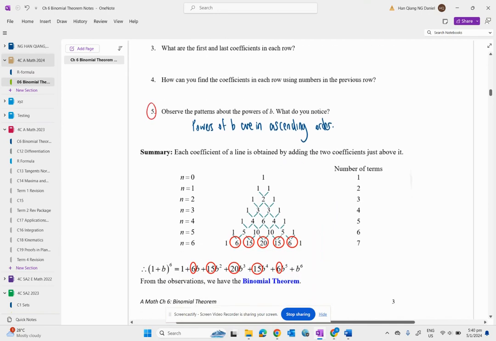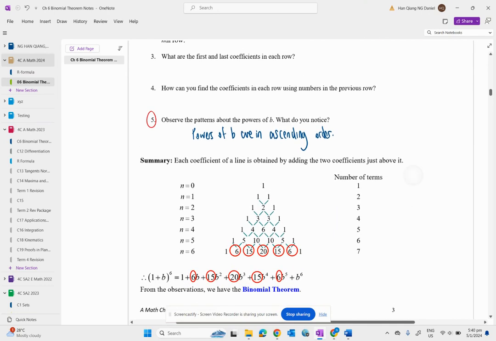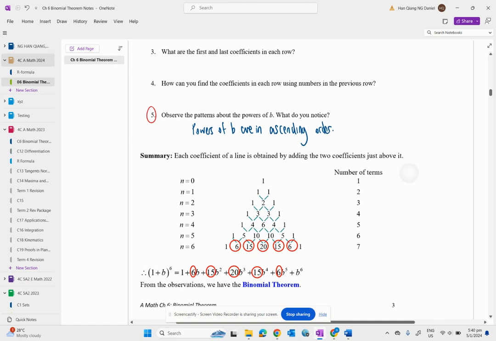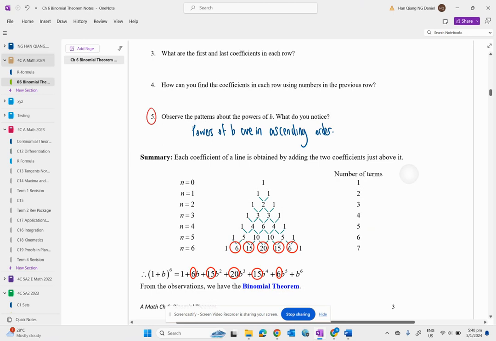So from these observations, we have learned about binomial theorem and learn about the expansion of 1 plus b to the power n.